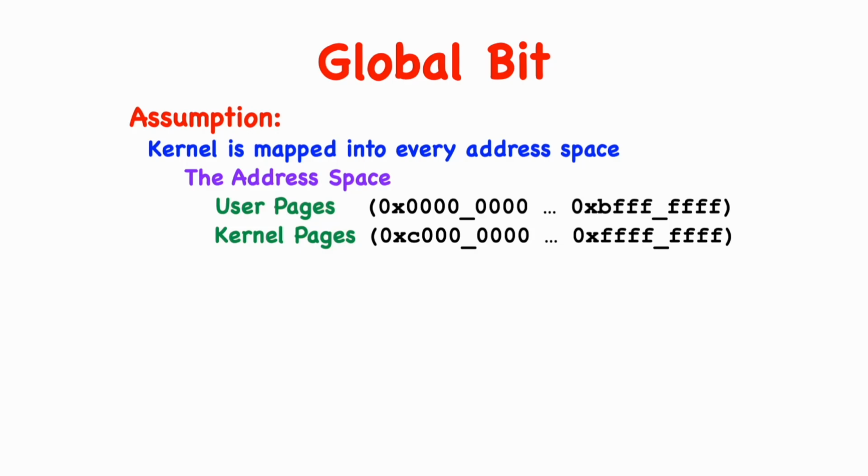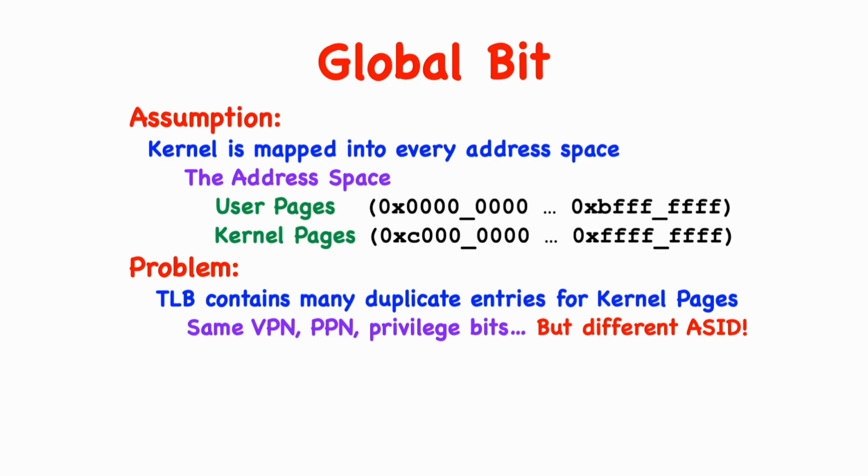The problem is that the kernel is mapped into every address space. The mappings are the same virtual page numbers, same physical page numbers, and same privilege bits. But these are all in different address spaces, so the address space identifiers would be different. This means that the TLB cache will often contain several page table entries that are otherwise identical. They differ only in their address space identifiers.